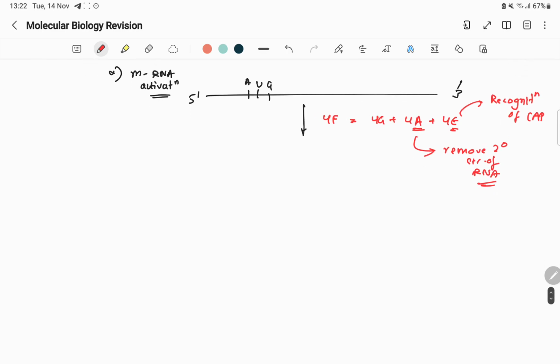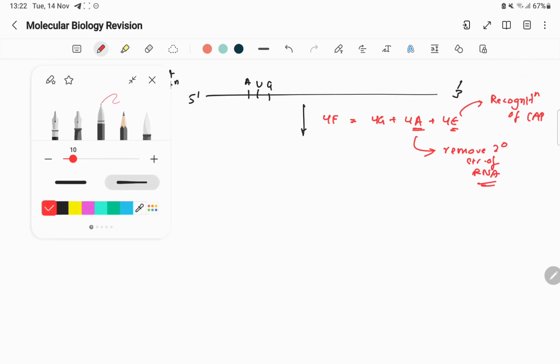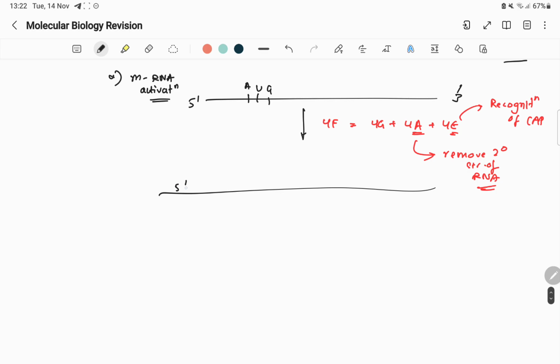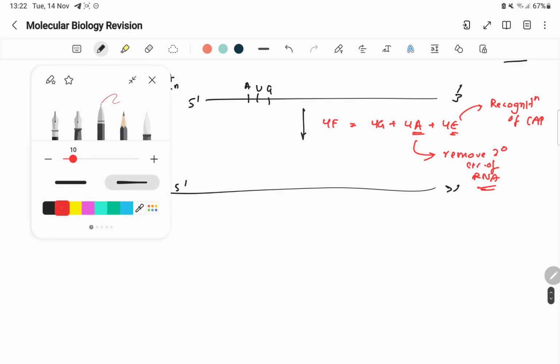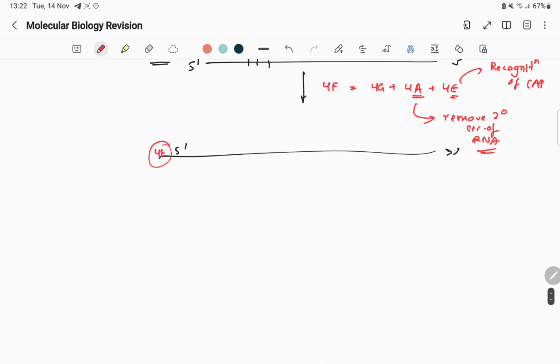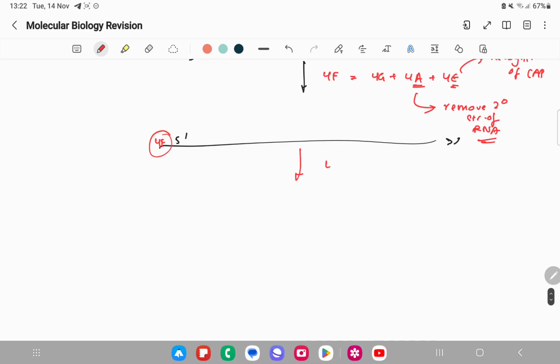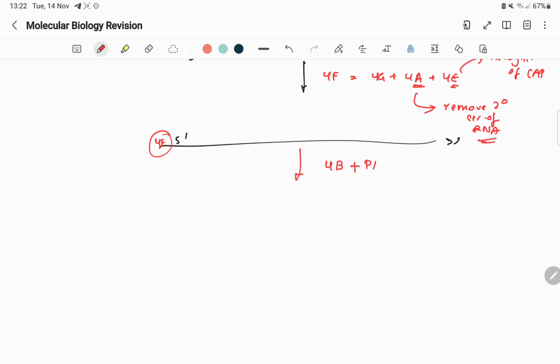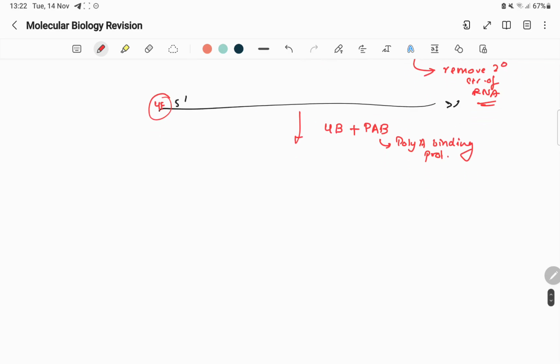So the 4F factor will bind over here. Let's draw it again. So this is the 5' and this is the 3' end. The 4F factor will bind to the 5' end. On binding of the 4F factor, we will see the binding of 4B plus PAB. What is PAB? PAB is the poly A binding protein. So PAB will bind to here.